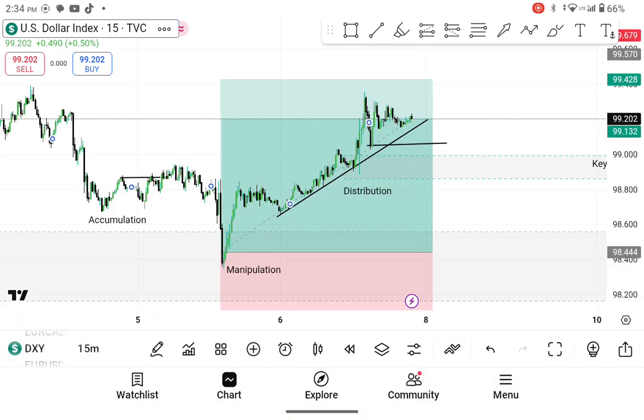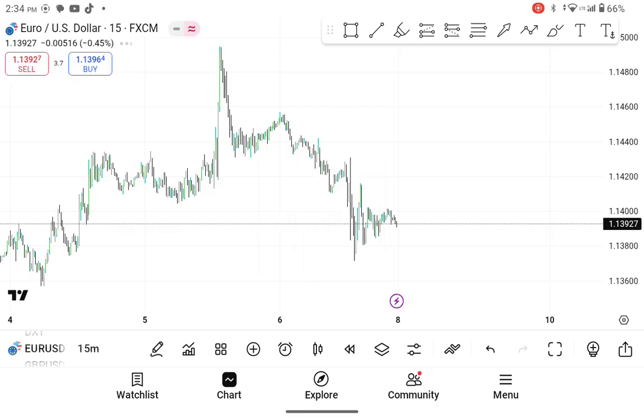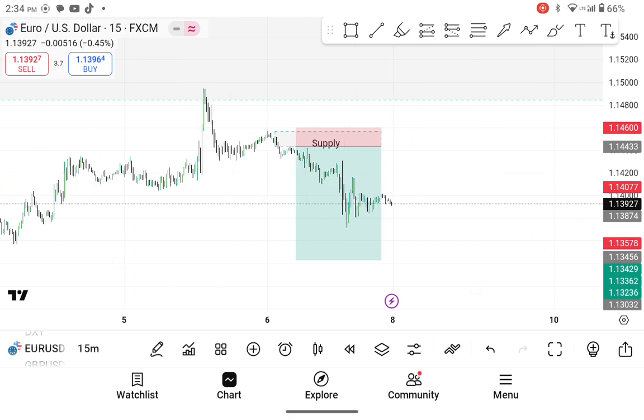So you see, we had a clear AMD that formed in our dollar index. We had our accumulation, manipulation, distribution. So guys, what do I now be anticipating? If we are looking at more buys, we are looking at our DXY to buy more further. So when coming now to our EU and our GU, we'll be expecting the opposite to occur, because they are opposite markets.